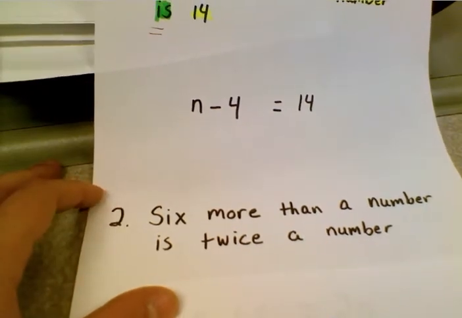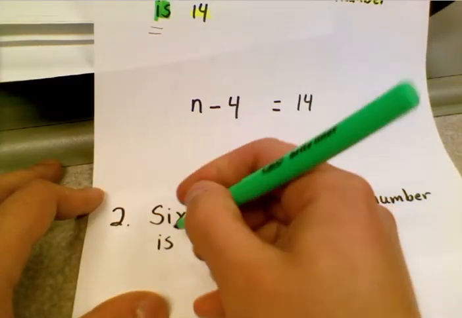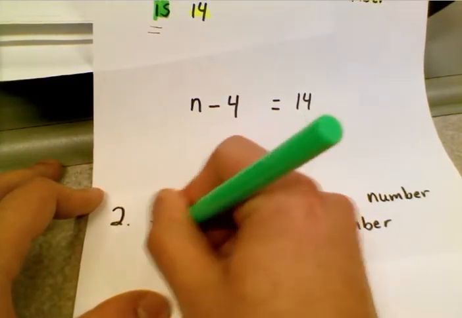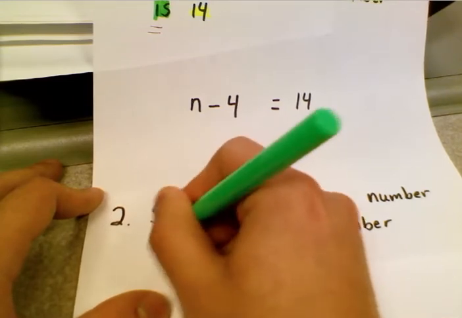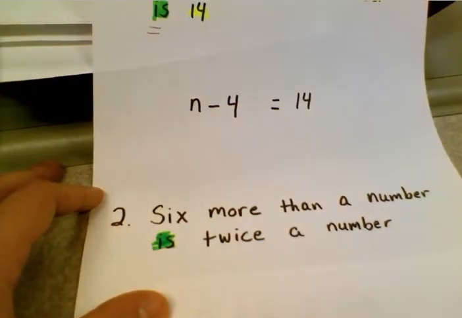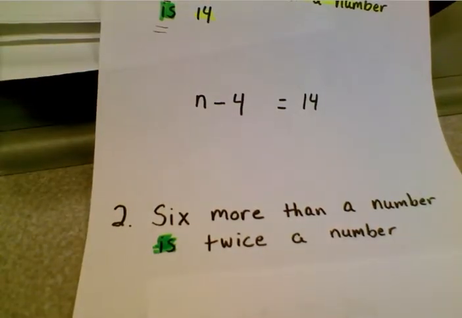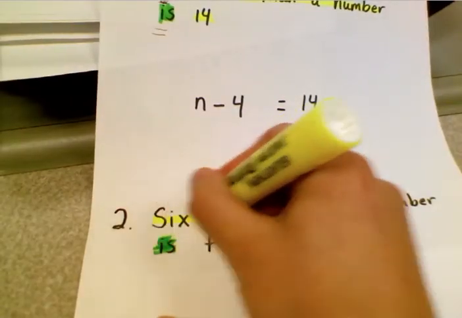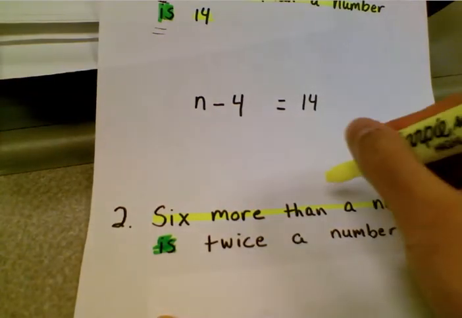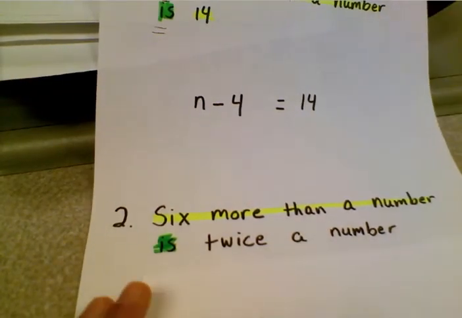All right, moving on here. Today I'm going to highlight the "is" with green. That tells me that means equals. And so now, before the "is," I have 6 more than a number.